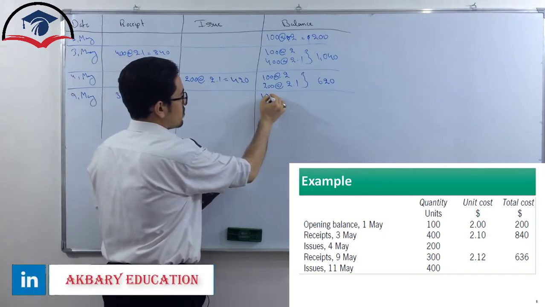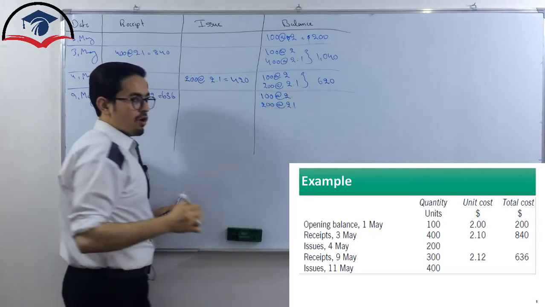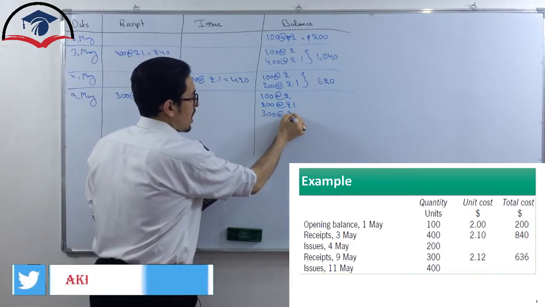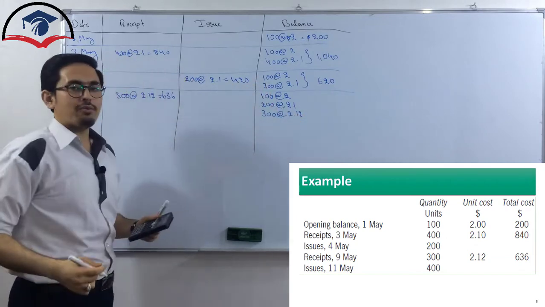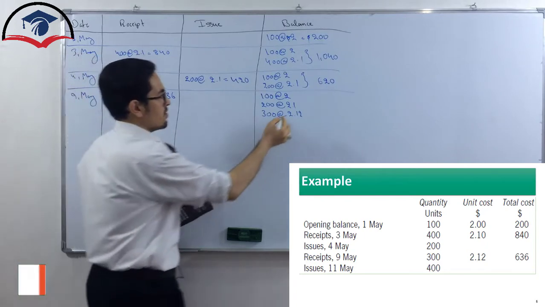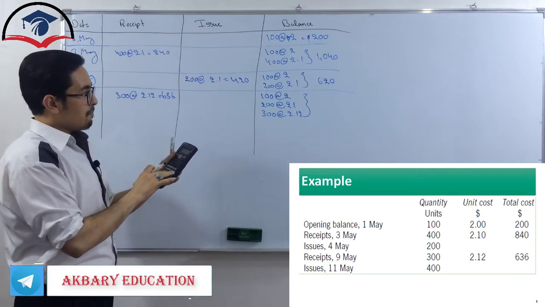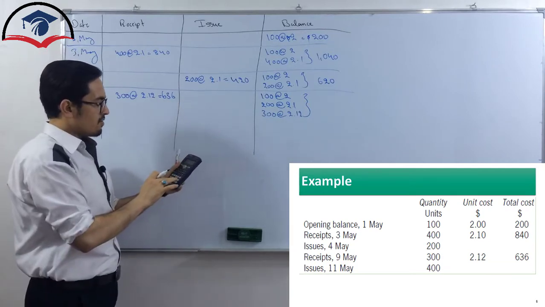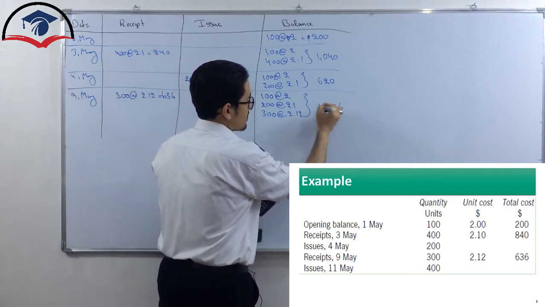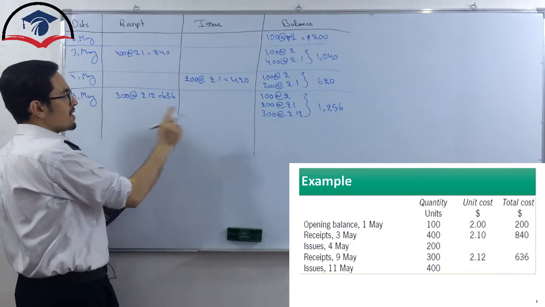It will be 100 units at the rate of $2, again 200 units at the rate of $2.1, and an additional 300 units. You can see how it becomes complex if the types and rates of the inventory change a lot during a period. This is the complexity of this method of valuation. So we have overall 620 plus 636, totally $1,256. 1,256 is the balance available at the end of 9th May in stock.